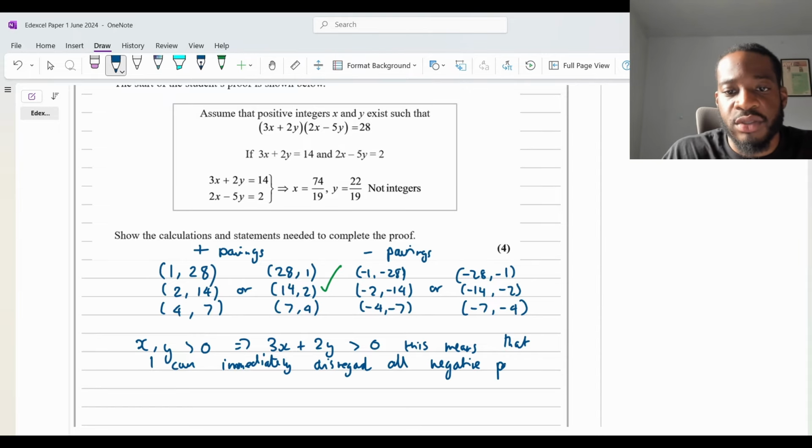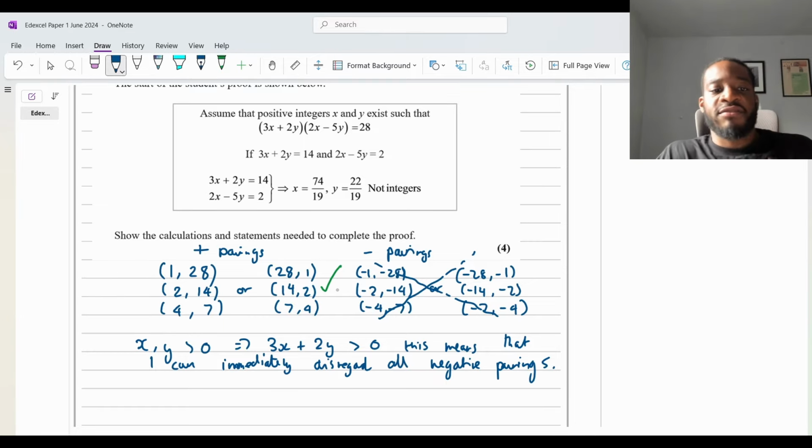I don't even have to check those, right? Don't even have to check those. So therefore, I can actually just cross these out. So I can just do that. I can cross them out like that. I don't need to look at these, which means that we have to look at the positive pairings, okay?